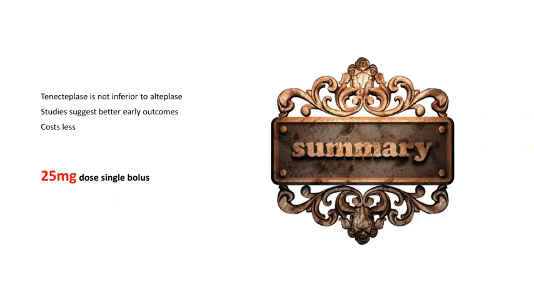In conclusion, Tenecteplase is finding favor in the care of stroke. Cost and ease of administration are significant selling points. The literature seems to indicate that Tenecteplase is at least non-inferior to alteplase, and some studies indicate better early outcomes. Remember the rule of 25s for stroke care: 0.25 mg per kilogram, up to 25 milligrams.